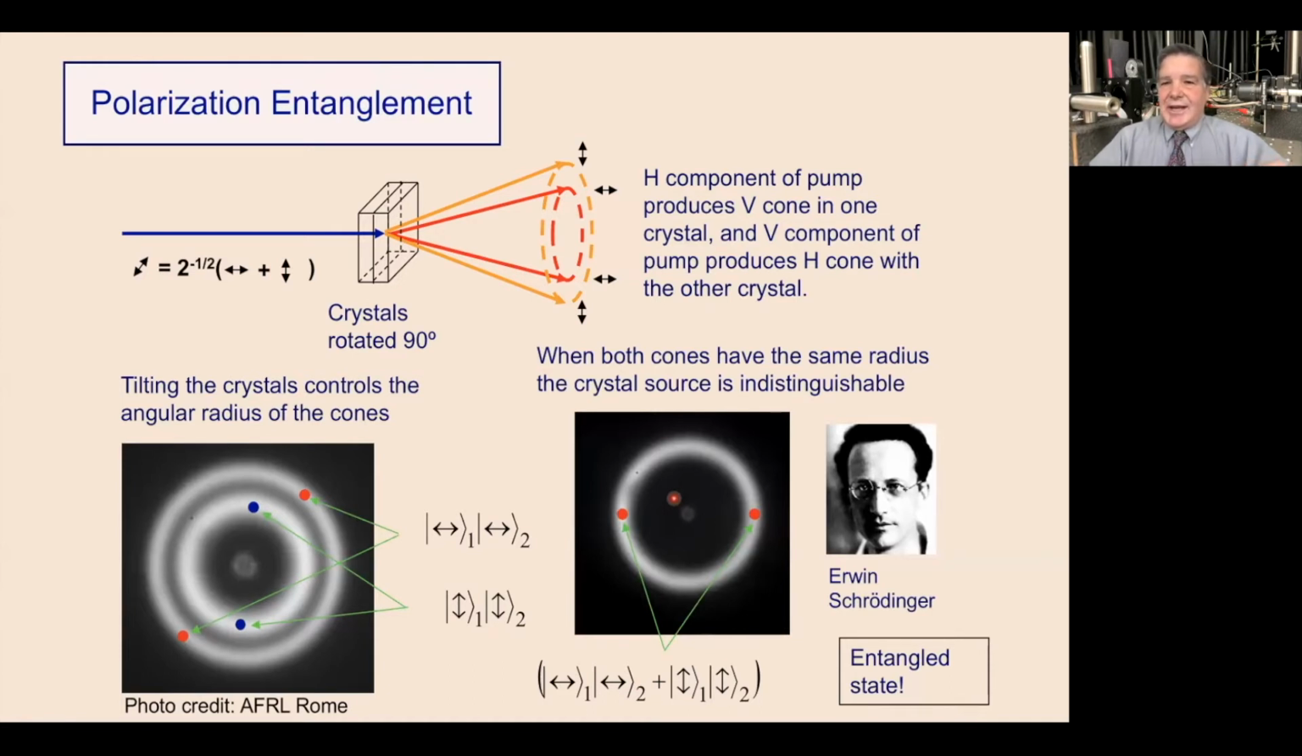But now this is an intrinsic inability to know, because we can't tell, because they are overlapping. And so the way to think about it is that now the source is indistinguishable. So then we are in an entangled state. It's a coherent superposition of these two possibilities. And this was, of course, first proposed by Erwin Schrödinger in 1935.